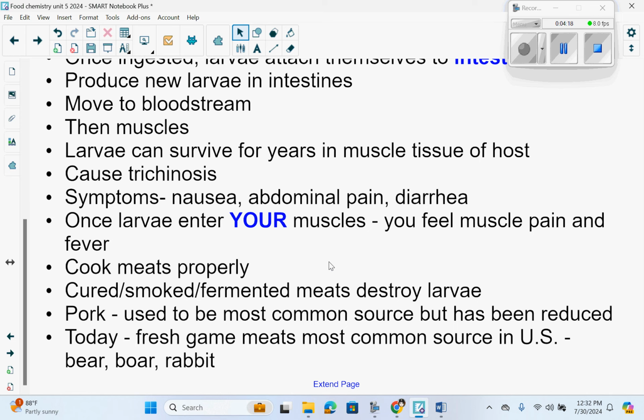Pork, this used to be the most common source, but this has been reduced. Today, it's fresh game meats that are the most common source in the US. I think people are not cooking these properly. Things like bear, boar, and rabbit.